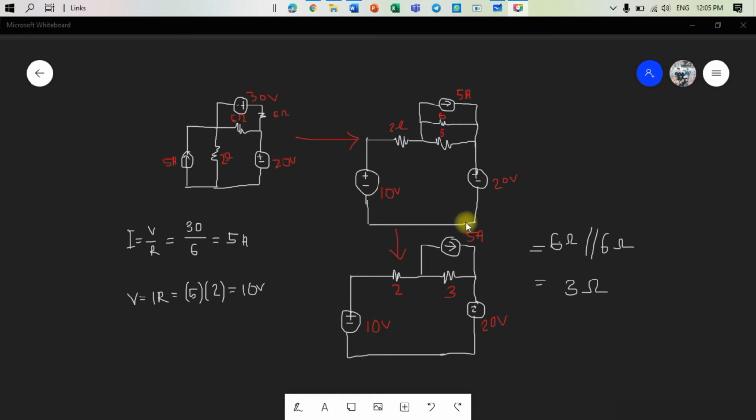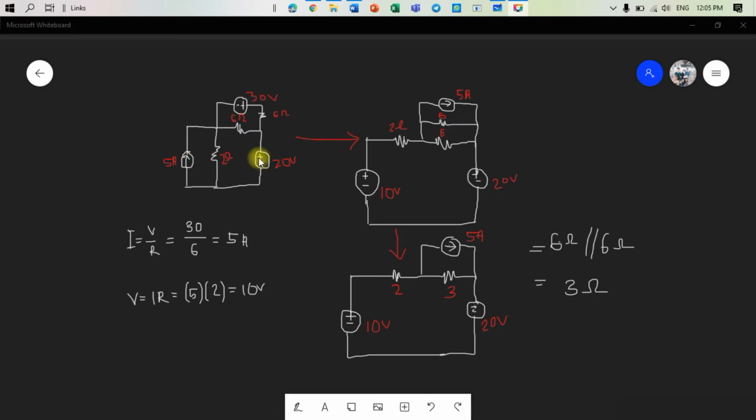Let's help my friend to solve the circuit equation. Alright, so first, we try to check the circuit equation. From this circuit, we can see we have three sources. We have current sources and voltage sources.